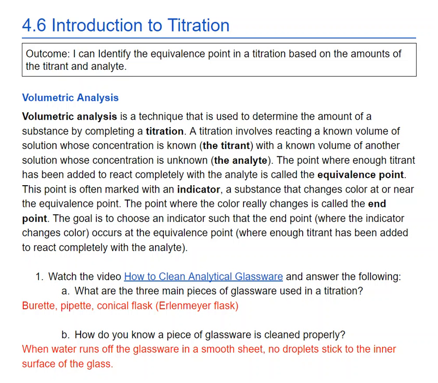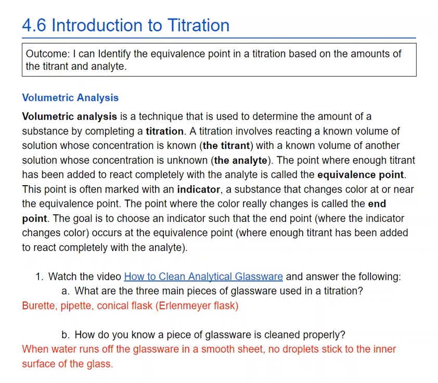This point is often marked with an indicator, which is a substance that changes color at or near the equivalence point. The place where the color really changes is called the end point, and your goal is to choose an indicator such that the end point, where the indicator changes color, is the same as the equivalence point, which is when the moles of titrant is equal to moles of analyte.